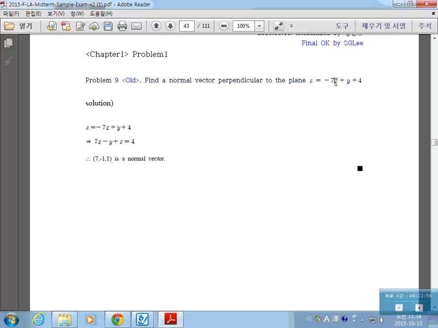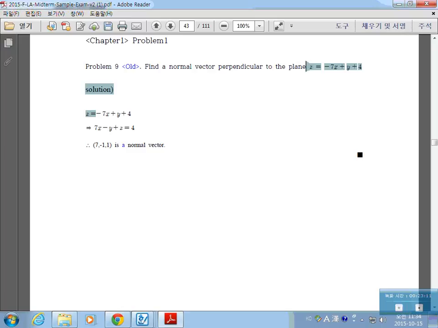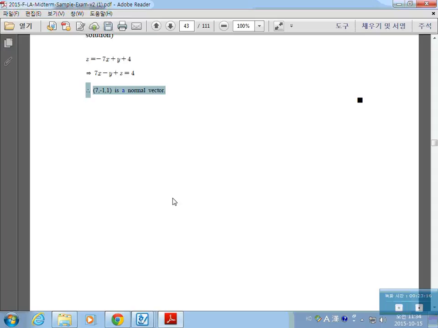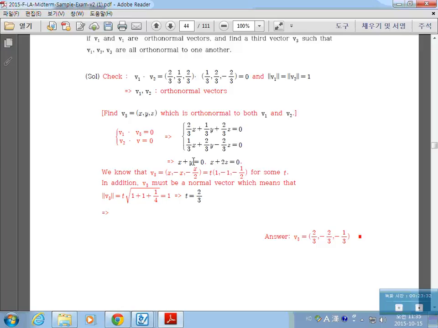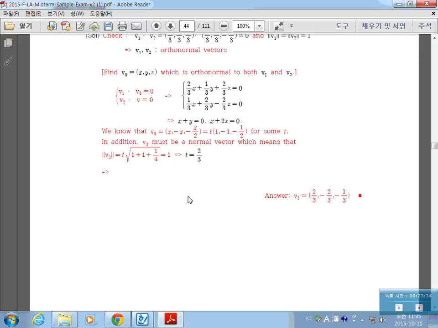What's the normal vector of this? If you write it in this way, then you can clearly see 7, minus 1, and 1 is a normal vector of this plane. This is the equation for the plane, which is equivalent to this, whose normal vector is this. And here, similar problems. And check whether these two vectors are normal or not. All you have to do is check the inner product of the two.